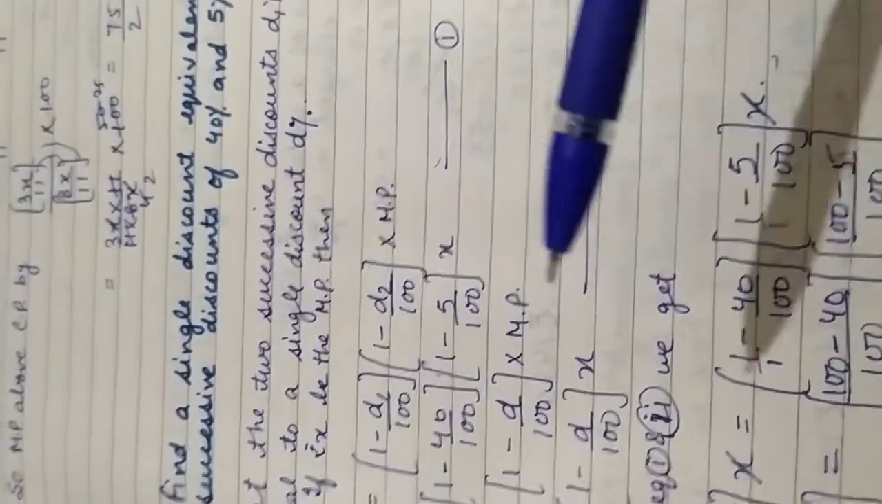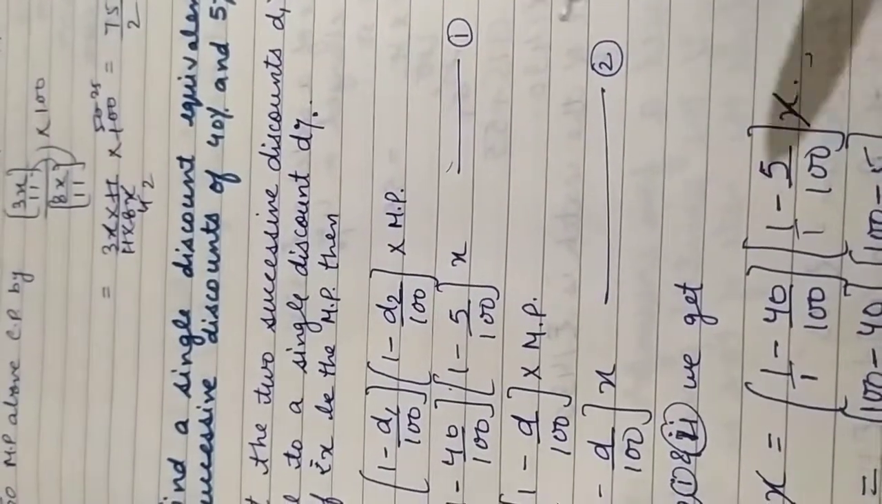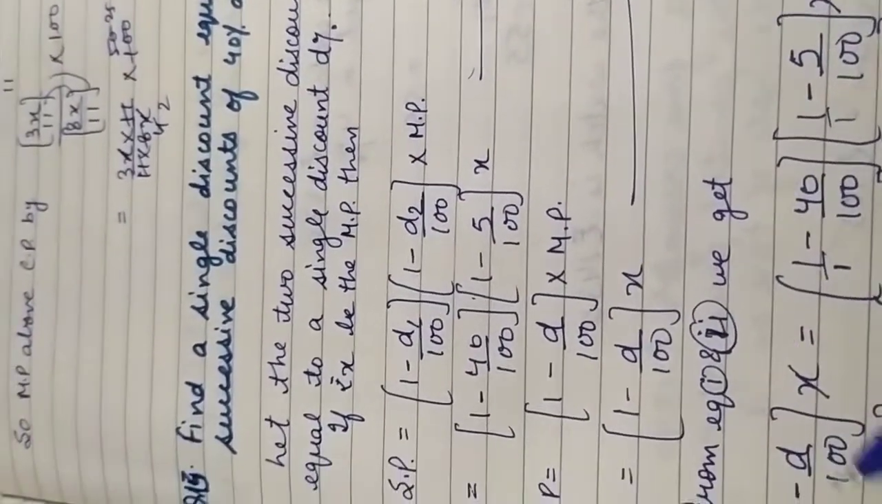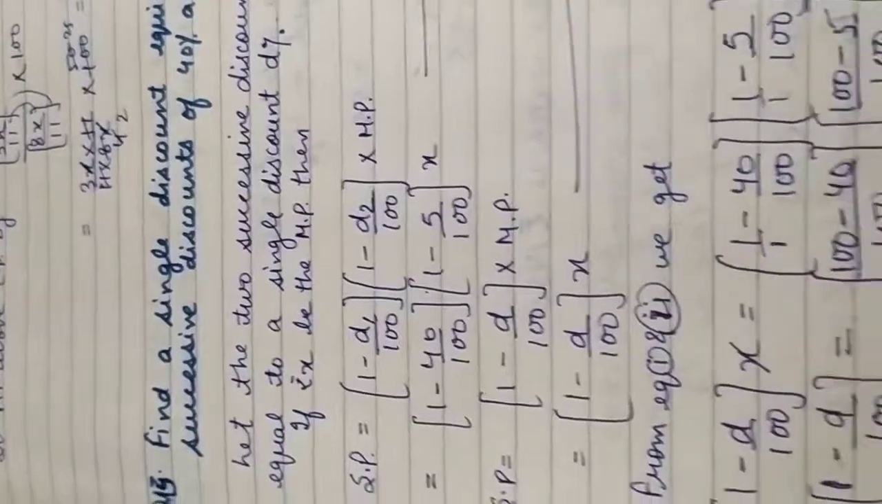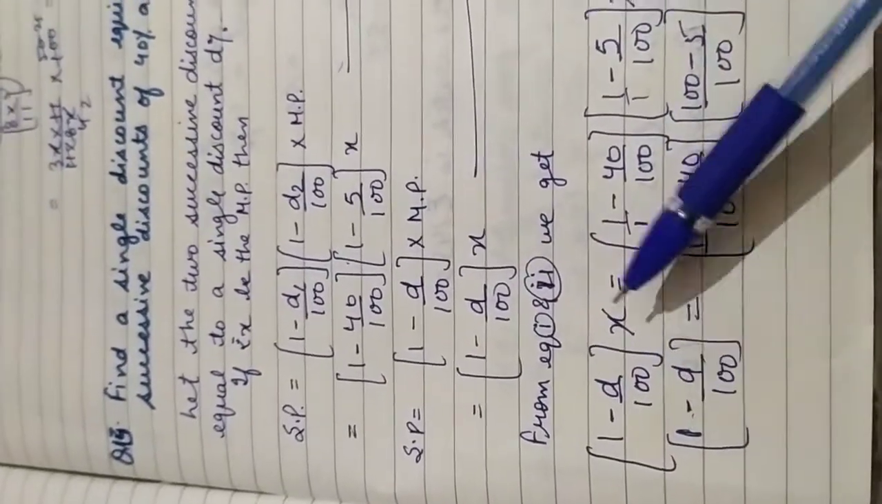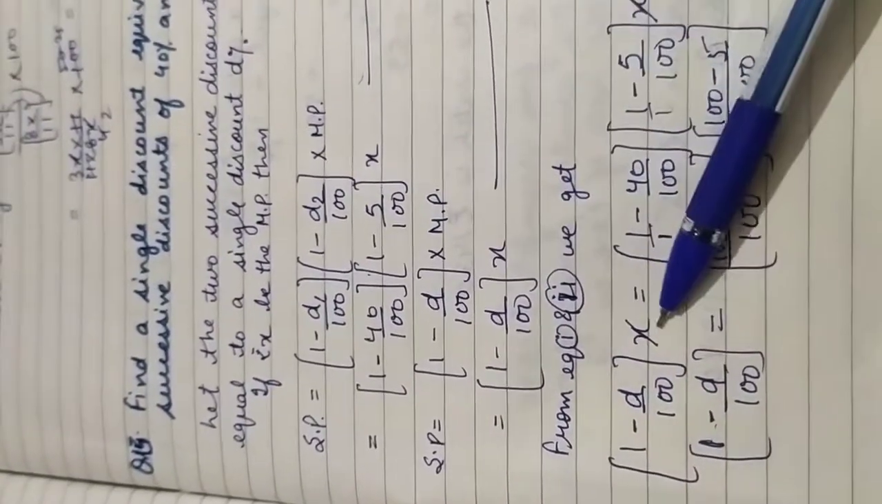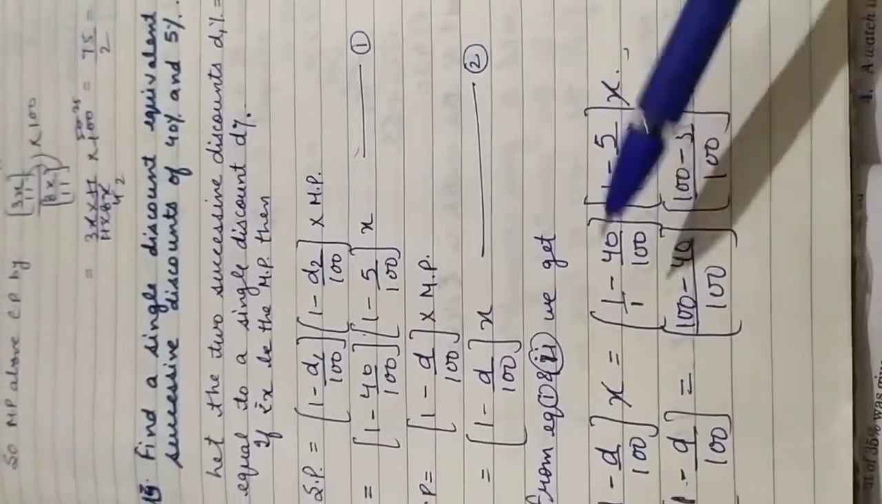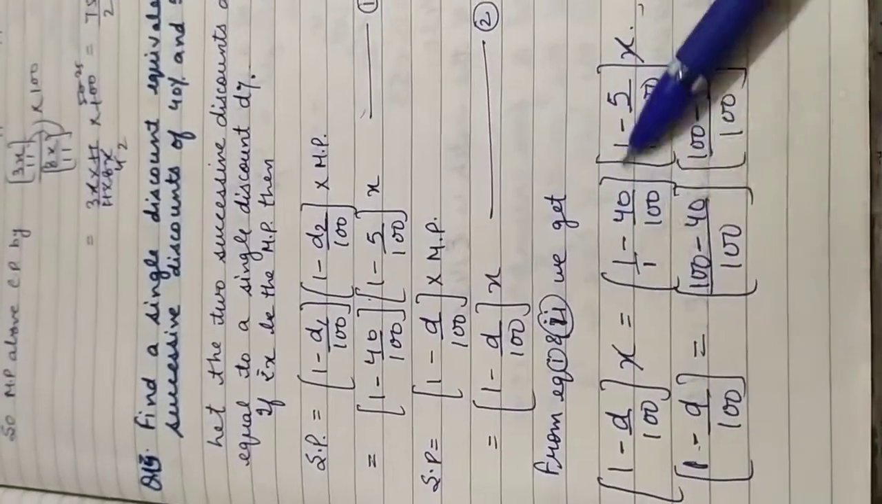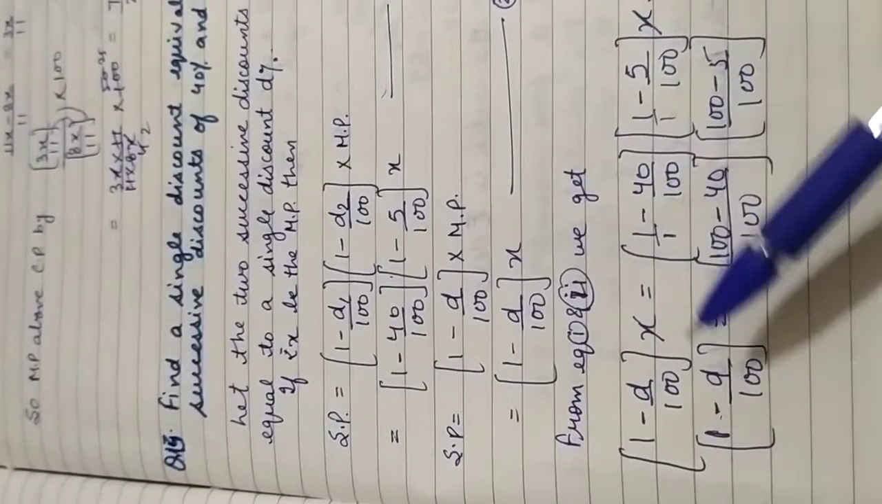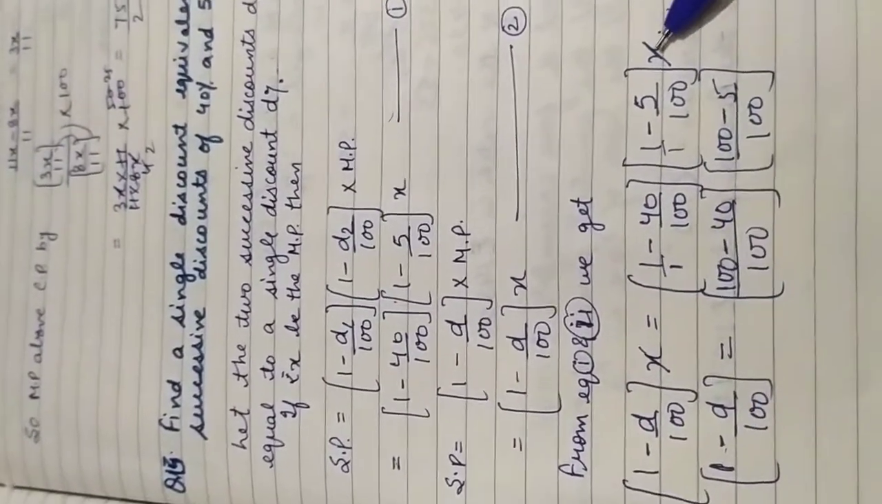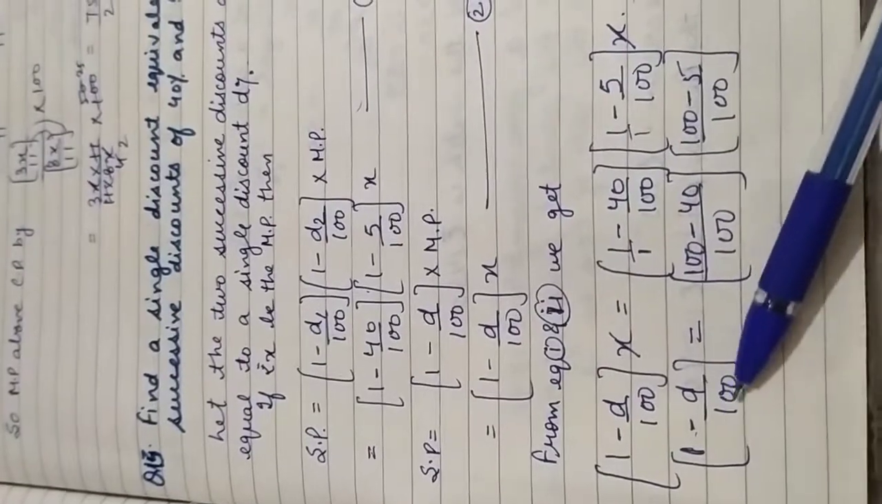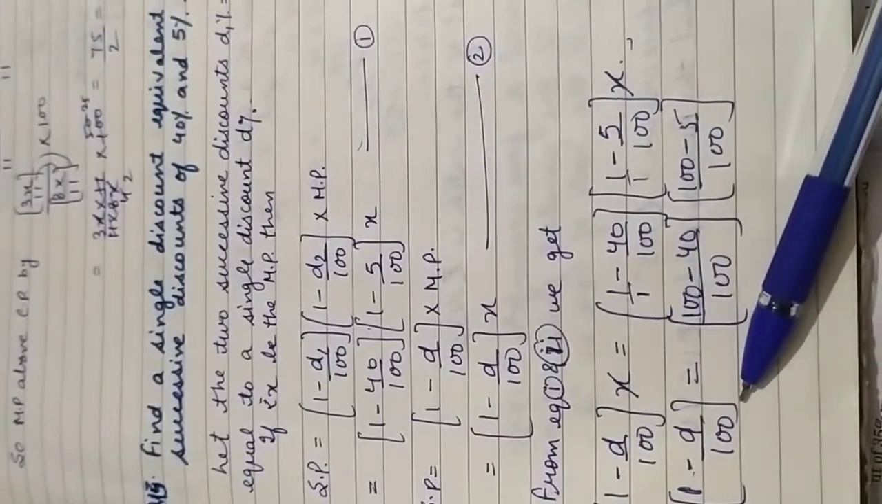So that's why we have assumed this first equation and this as second equation. So from equation 1 and 2 we get this is the equation 2 and this is equation 1 whole. Then this x will be cancelled from this x, because this is equal to in the denominator, this will come here, so it will be divided, so we have cancelled it here. Okay, then 1 minus d upon 100 will remain the same.